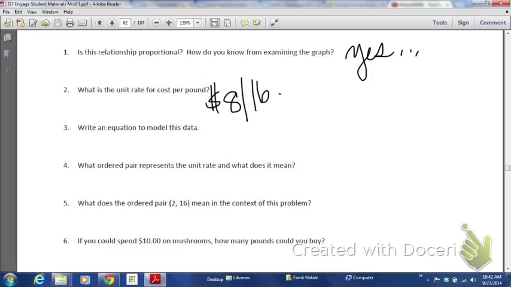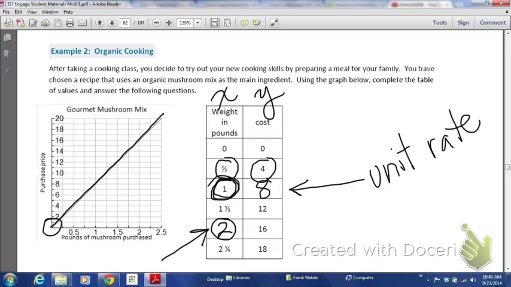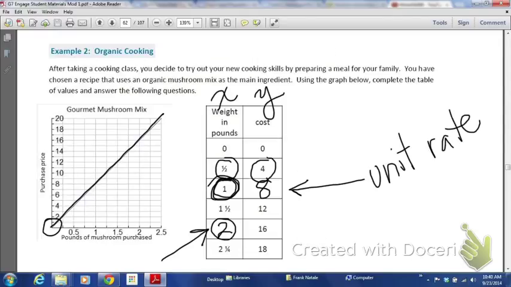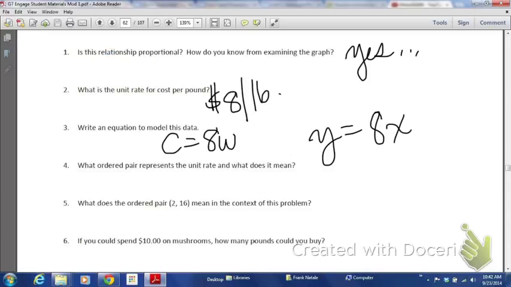Okay. Write an equation to model this data. We could do something like cost equals 8 weight. So C equals 8 times W, or y equals 8x, because every time we have y, we have 8 times that x. Or C, as in the cost, would be 8W. All right. So again, C equals 8W, or y equals 8x.